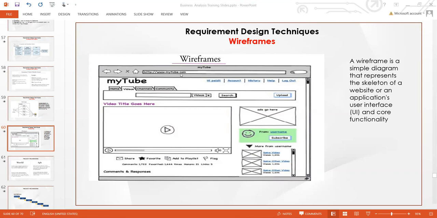And this is the browser where you can input the domain name and then browse. So this is how it looks. And with this, if I present you with this, you actually know what I'm planning to do. I'm planning to implement a video application like YouTube.